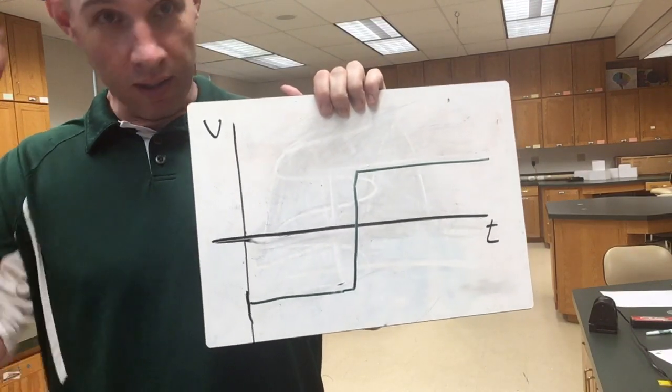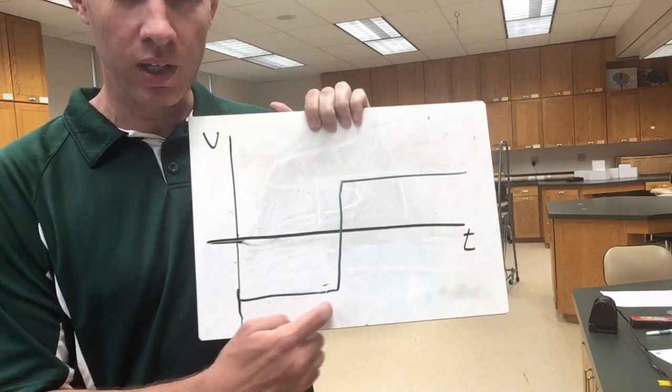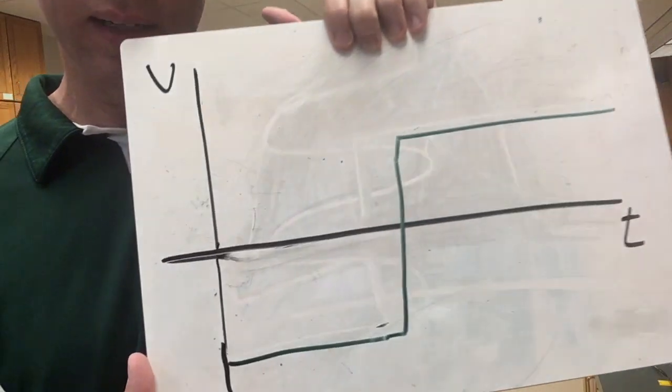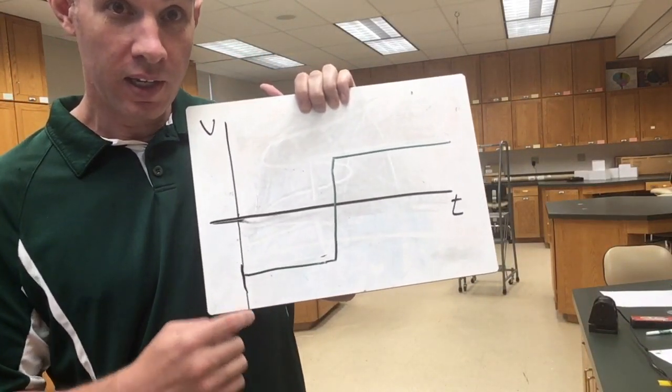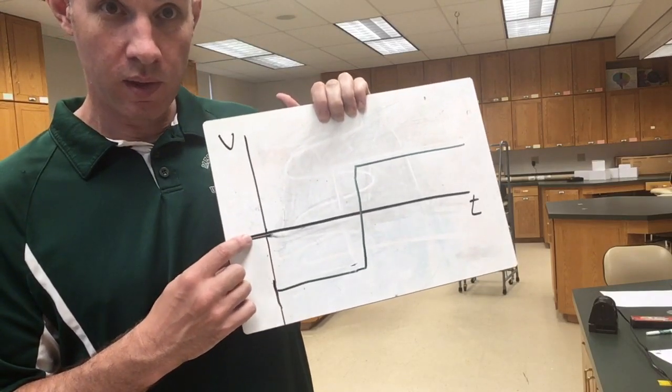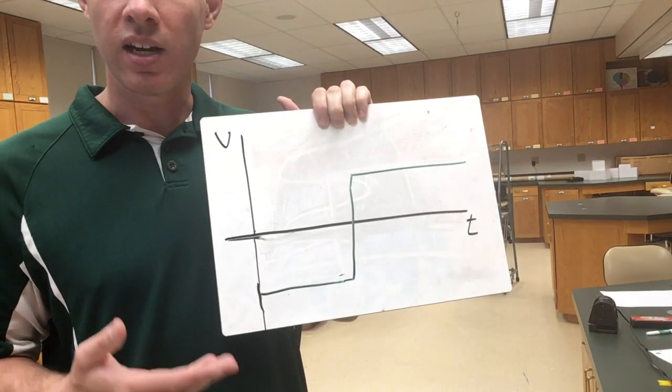All right, let's talk about it. So what does it mean if the graph is down here? I don't know if you can tell, it's a green line. Kind of looks black on the screen, but it's a green line right here. This green line at the bottom is below the axis, which means it's in the negative zone. It's less than 0. So it's got a negative velocity.